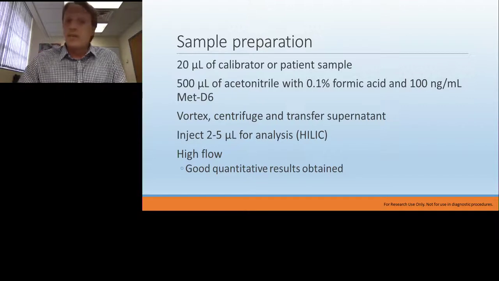A quick example of this: we took 20 microliters of the patient sample and added acetonitrile containing formic acid that also contained the internal standard. In this case, we're using D6 metformin, the one that was only available for this setting. Then we mixed it, centrifuged it, and transferred only the supernatant. So you can see it's a very dilute process, adding 500 microliters to only 20 microliters of patient sample, and then only injecting 2 to 5 microliters for analysis. This is around 350 microliters a minute.